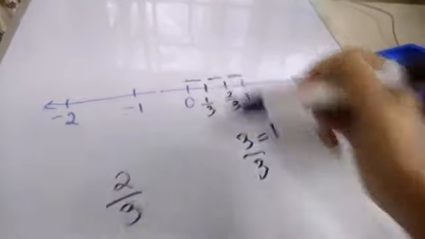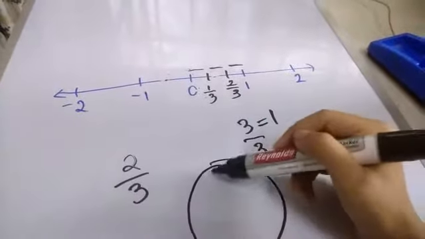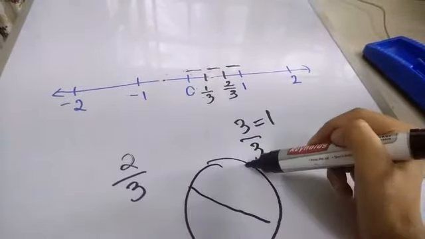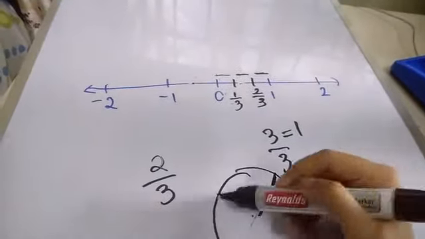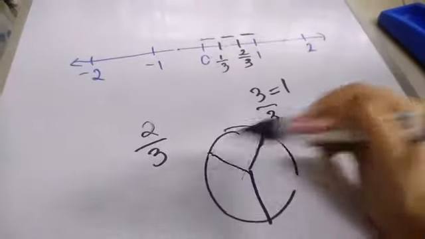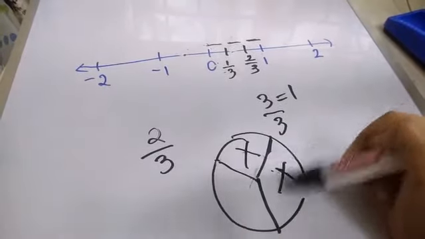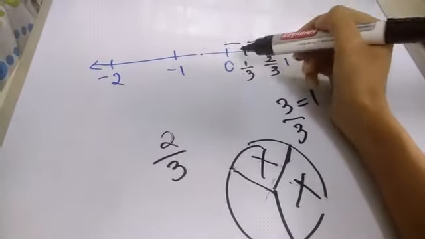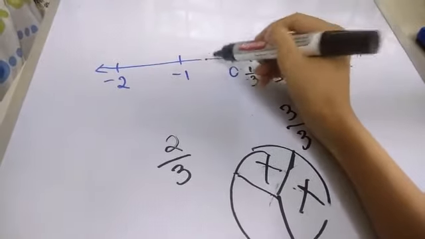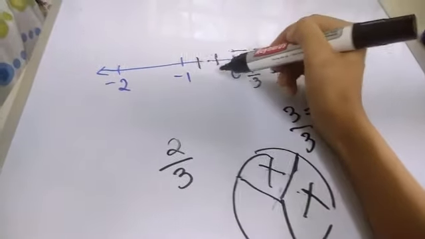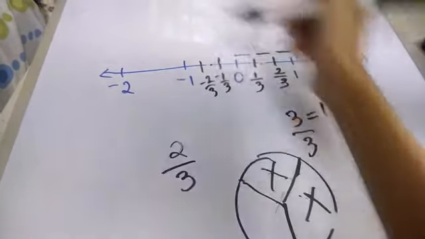If you're imagining this like a cake, you're cutting it into 3 equal pieces, and then you're taking 2 out of that. So 2 by 3 is here. Minus 2 by 3 will go backwards. So this will be minus 1 by 3, and this will be minus 2 by 3. It will go this way.